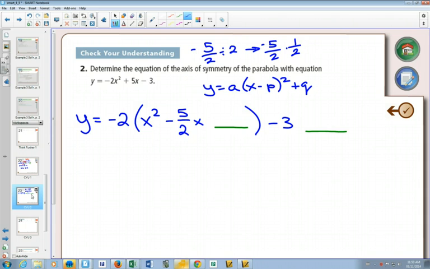Now, when I have -5/4 and I square it, 5 times 5 is 25. On the bottom, I'd have 4 times 4, which would be 16. So inside in that first space, I would get plus 25/16. But times it by the -2, it means that we've actually subtracted 25/8. So what would the opposite of subtracting 25/8 be? Adding 25/8.